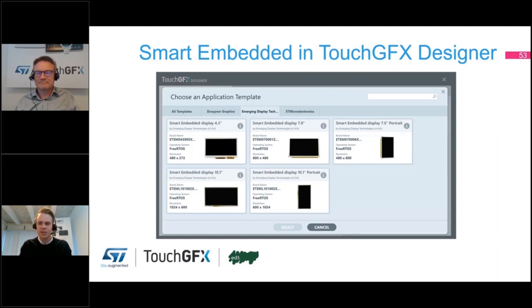Yes, as he mentioned, we will soon have a webinar addressing the smart embedded solution from EDT. And we will address also the TouchGFX part of this. If you go to touchgfx.com and download our TouchGFX version, you can actually find their display modules in the designer alongside different STM32 kits, evaluation and discovery kits. And it's plug and play actually. So this is really great. Please download it for free and try it out if you want.